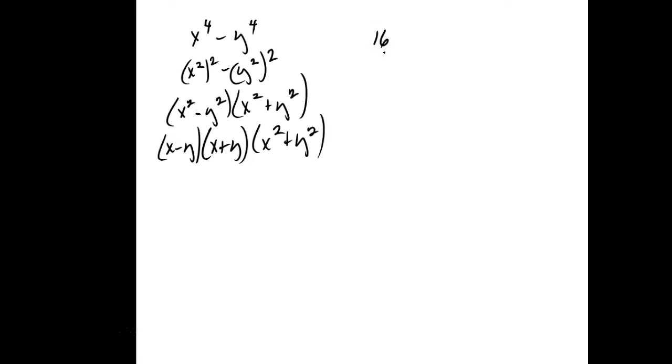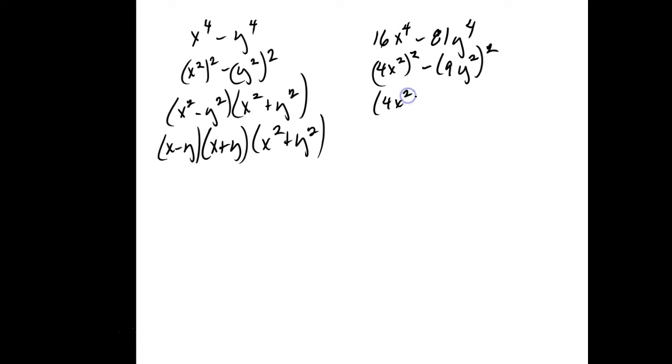16 x to the fourth minus 81 y to the fourth. Can you factor that? How? Okay, you notice this is the perfect square of 4x squared minus 9y squared squared. Perfect. Now, how do you factor that? Can you? Wait, not yet. Do one step at a time. One bite at a time here.